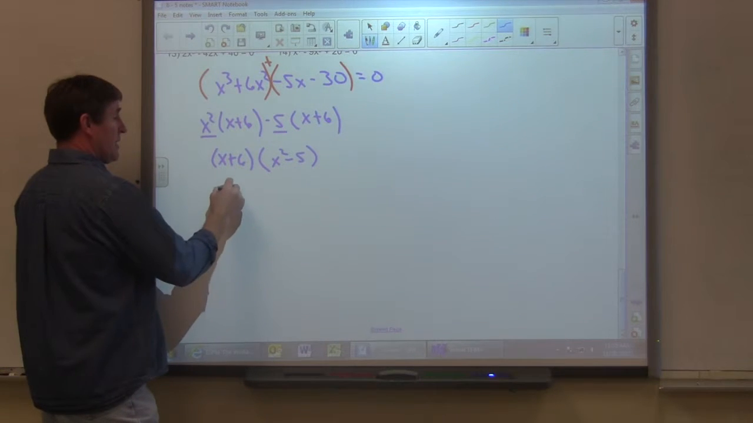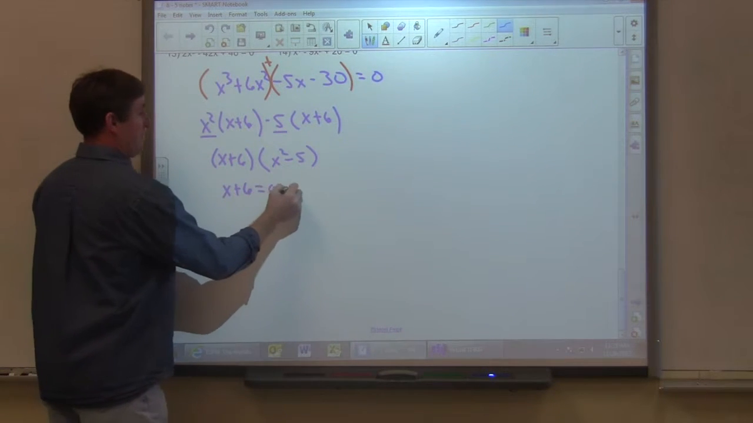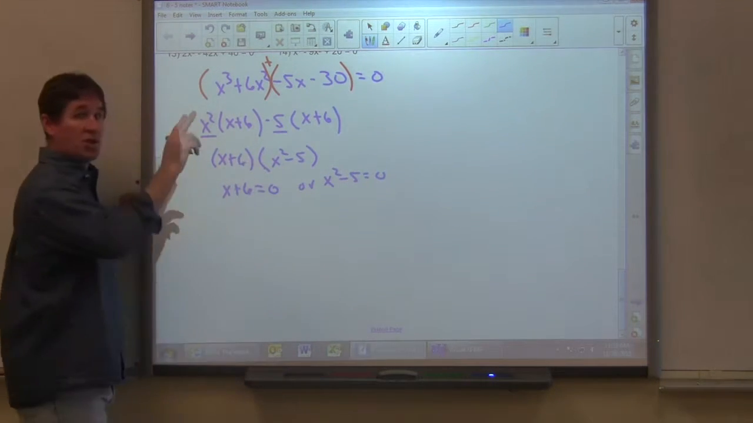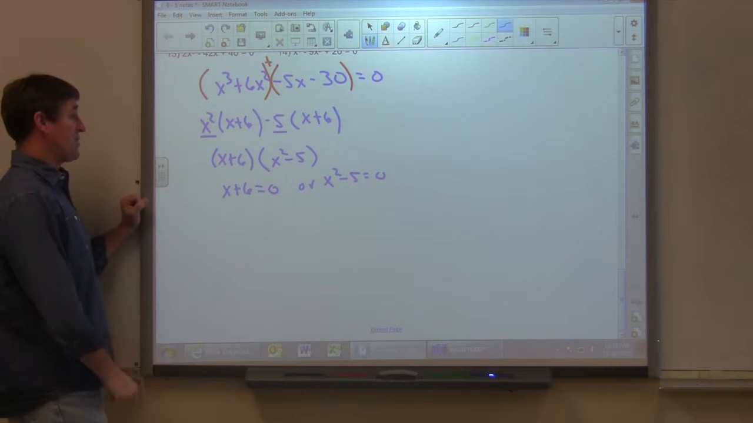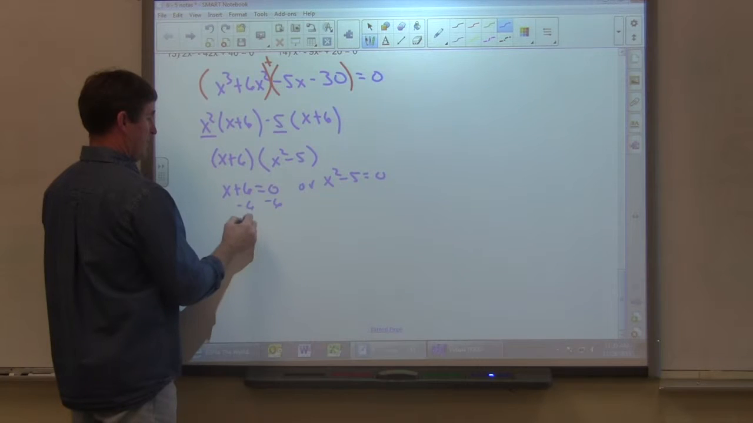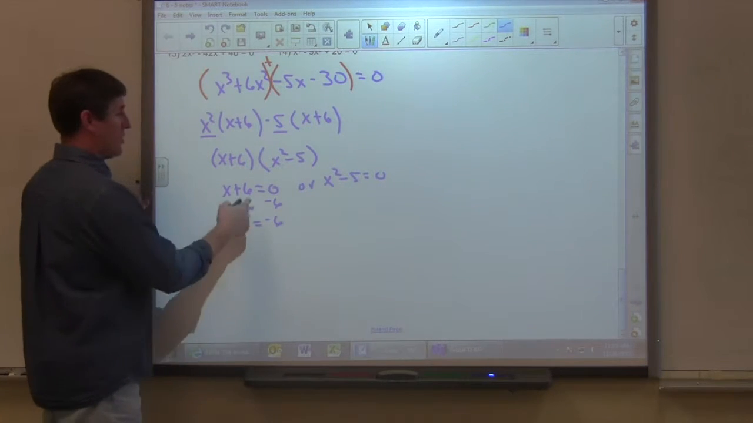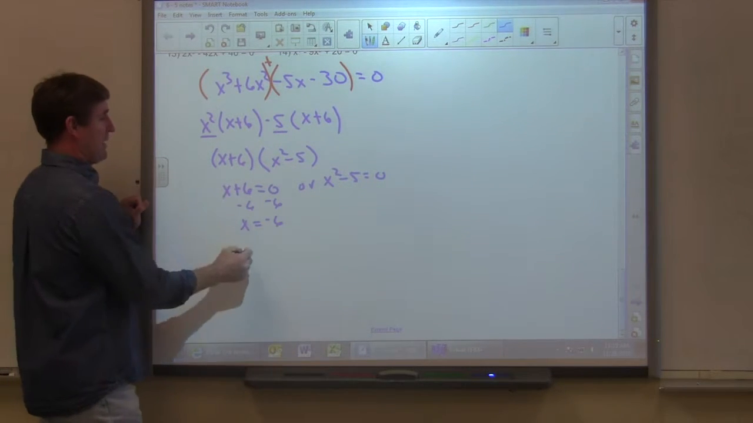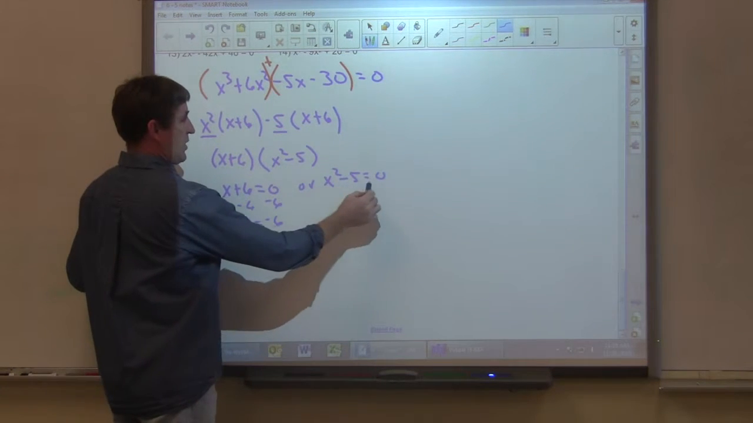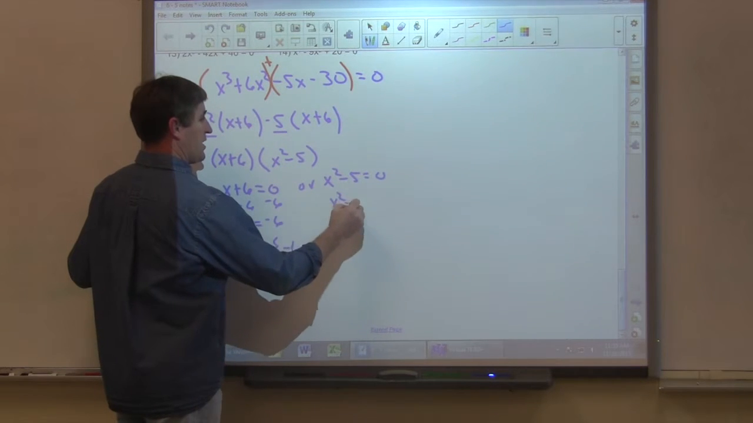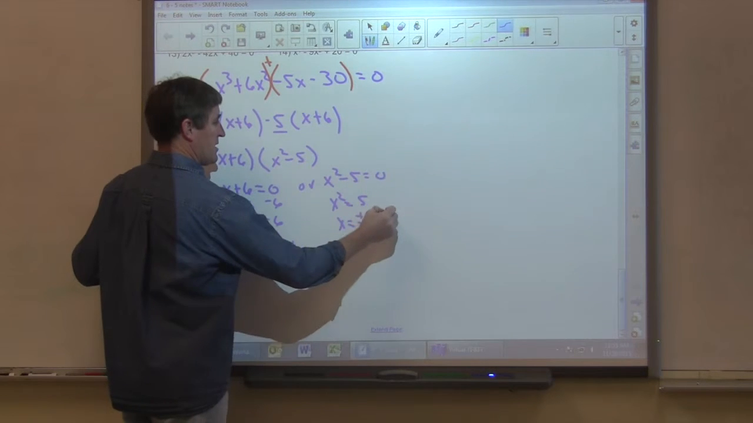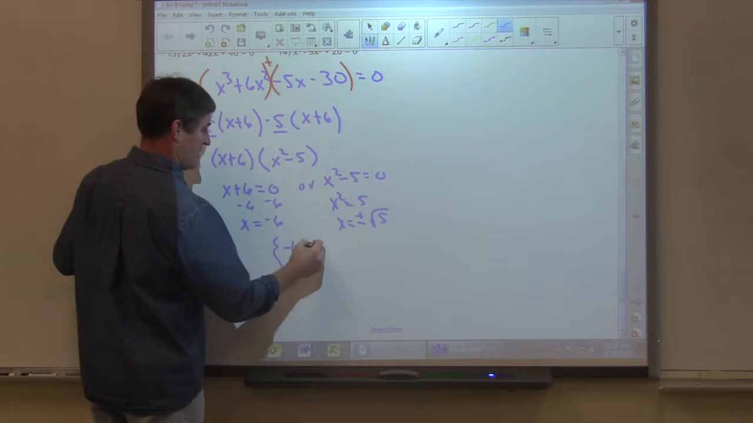So, either x plus 6 equals 0, or x squared minus 5 equals 0. Since they're both squared or less, we don't need to do the synthetic division. We can find the answers. So you can subtract 6 and get x equals negative 6, or you could have used the shortcut, the opposite of this, divided by that. So one answer is negative 6. And then x squared minus 5 equals 0, so x squared equals 5, and x equals plus or minus square root of 5.